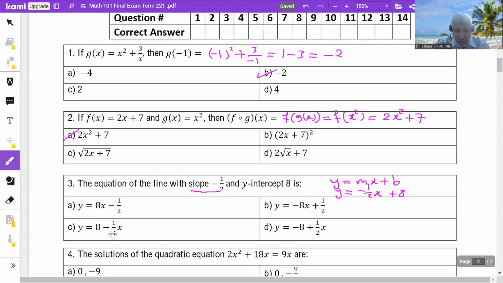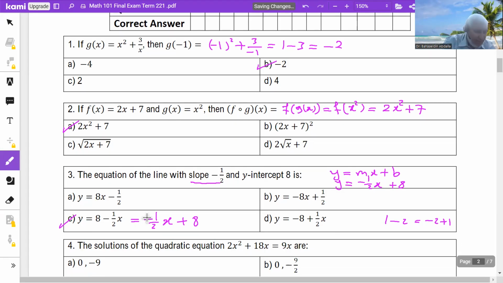Well, he wrote it here, 8 minus half x. This is, of course, exactly equal to negative half x plus 8. If you have 1 minus 2, you can write it minus 2 plus 1. So the correct answer is C.